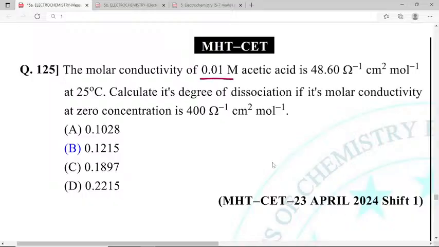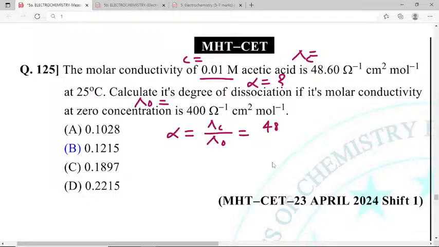The molar conductivity and concentration are given. Degree of dissociation alpha is to be calculated. So this is lambda C. Lambda naught is given. Alpha is equal to lambda C by lambda naught. Substitute the value, lambda C 48.60 divided by lambda naught 400.